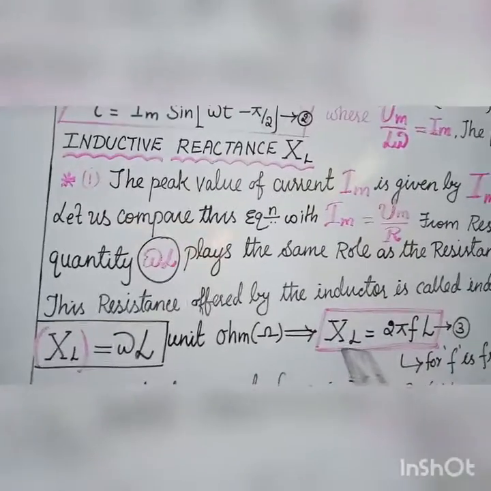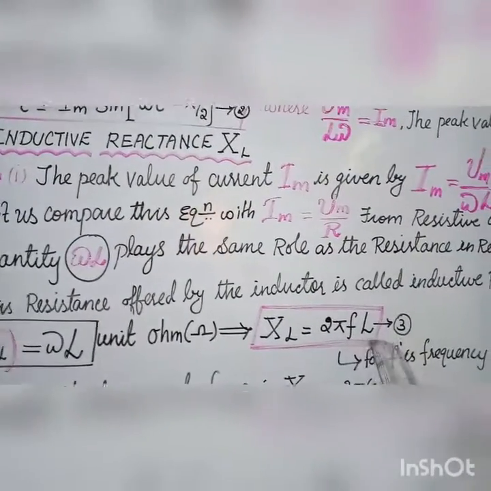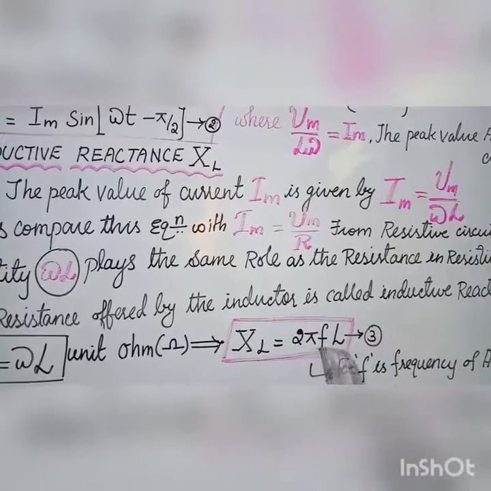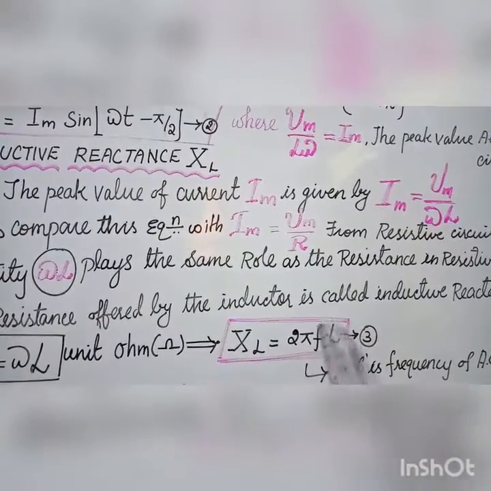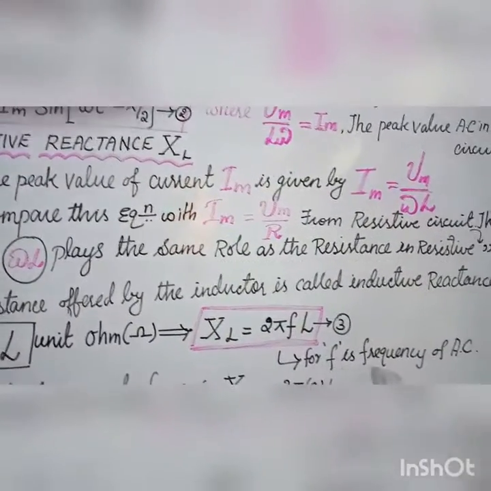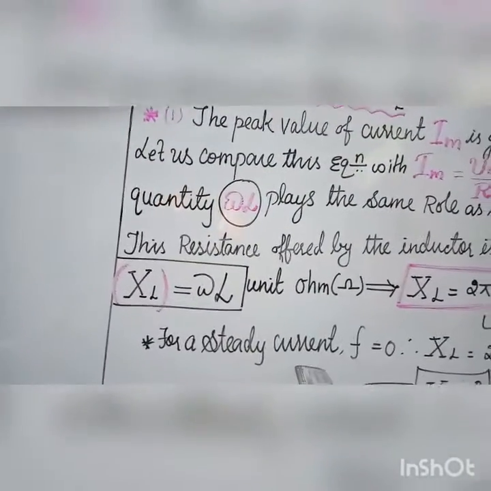Inductive reactance XL is equal to 2 pi F L. What is 2 pi F L? 2 pi is the full circle, and F means the frequency of the alternating current. Consider a very steady current.